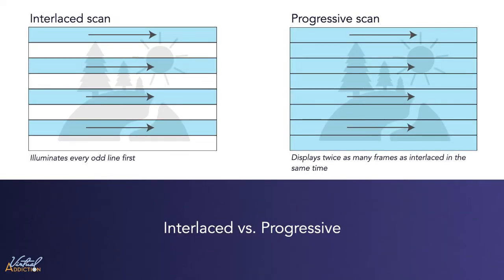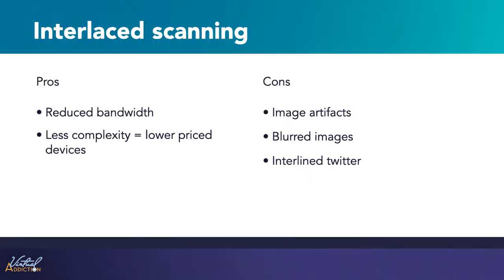Since interlaced scanning only displays half of an image per frame, it uses less bandwidth. That's why it's preferred in broadcasting, since they can produce video and deliver it more cost-effectively. Devices that display interlaced images are less complex and generally cheaper.